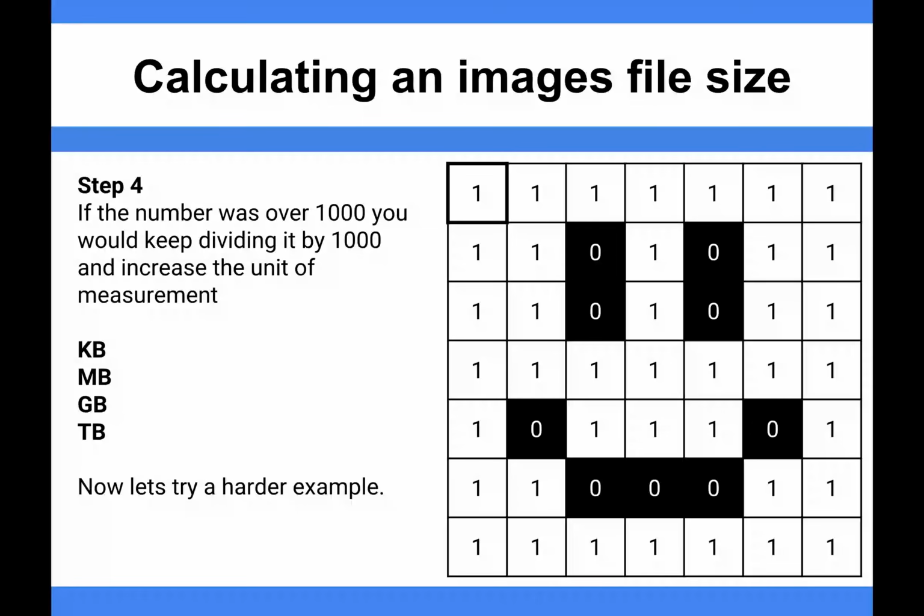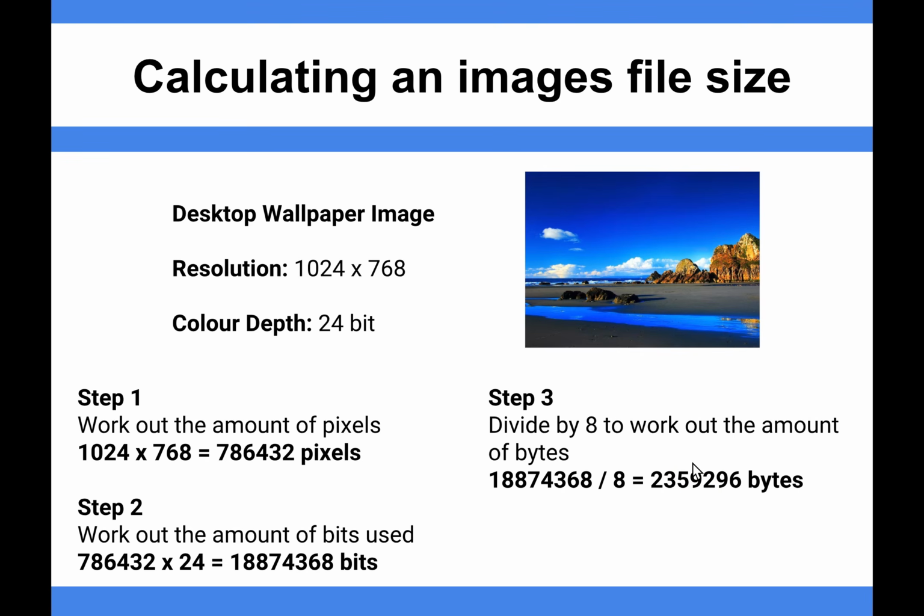Essentially, step 4 is, once we've got the amount of bytes, if that amount, which typically would be over 1,000, we just keep dividing by 1,000, increasing the unit of measurement. First divide by 1,000 to get kilobytes. If our answer is still over 1,000 kilobytes, then we divide by 1,000 and measure it in megabytes. If we then go over 1,000 megabytes, we divide by 1,000 and go with gigabytes, etc., etc.